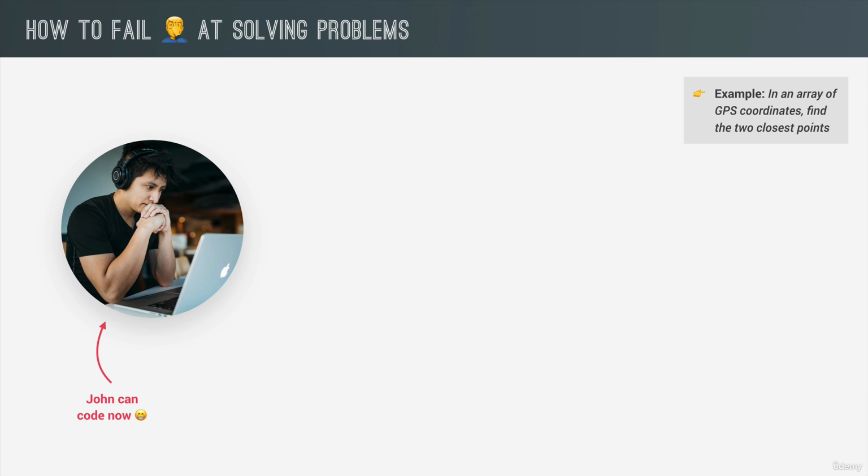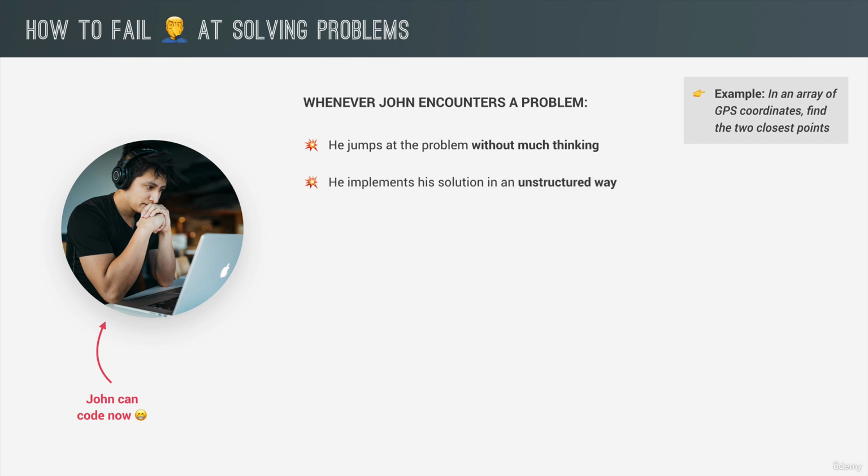So problem solving does not mean to fix coding mistakes or bugs, alright? Anyway, whenever John encounters a problem that he needs to solve, he usually just jumps at the problem without much thinking. He also implements his solutions in an unstructured way without much of a logical approach. This makes him stressed out when things don't work right away. Another problem that John has is that he is too proud to research when he doesn't know how to come up with his own solution. So all of this is not effective at all. It makes John waste a lot of time.